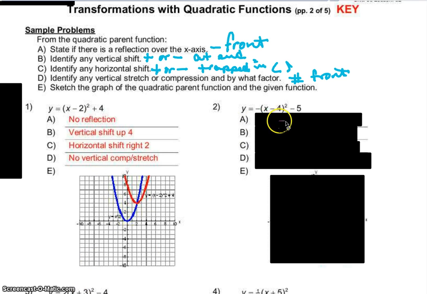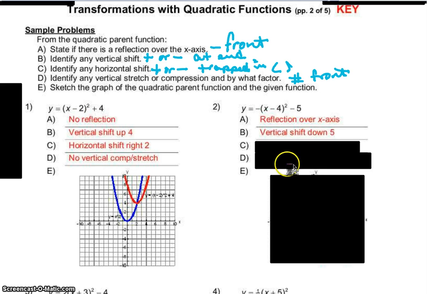So number 2, did we have a reflection over the x-axis? Yes, we did, because there was a negative at the front. Did we have a vertical shift? Yes, we did. There's a -5 at the end, and that sent it down 5. Do we have a horizontal shift? Yes, there's something trapped with the x, and so it's going to go to the right 4.